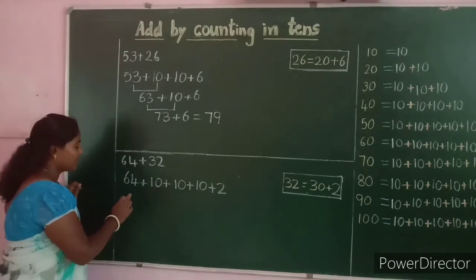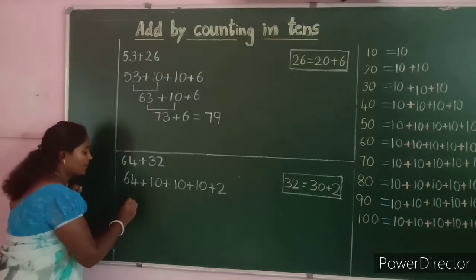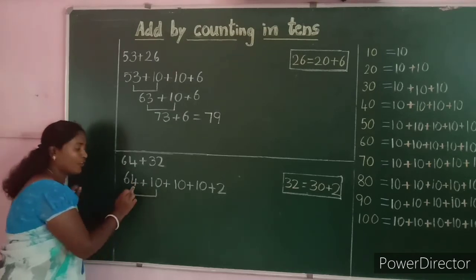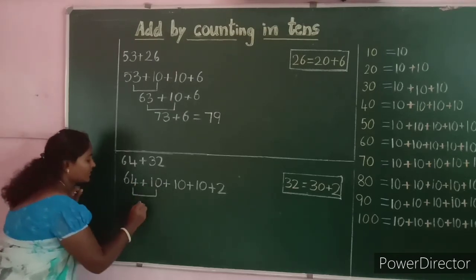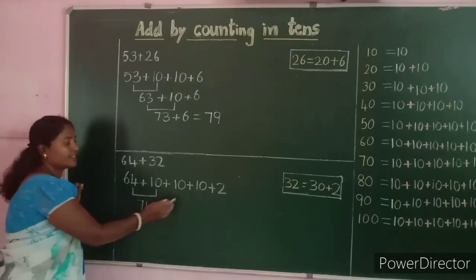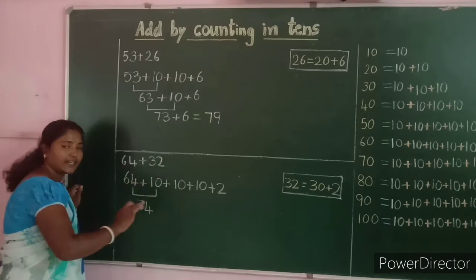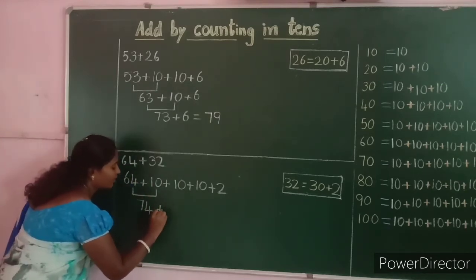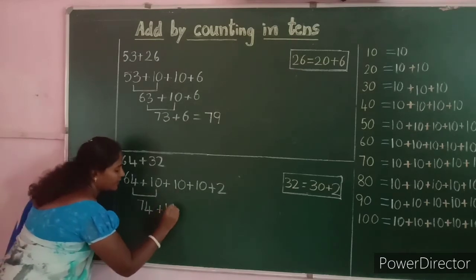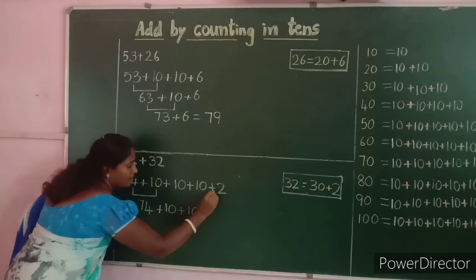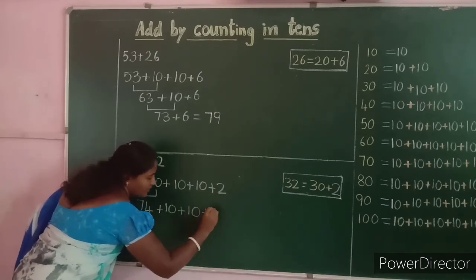First we add 64 plus 10. 64 plus 10 is, yes, 74. The rest of the 10 is right as it is. Say with me, 10 plus 10, and at the unit place is 2.